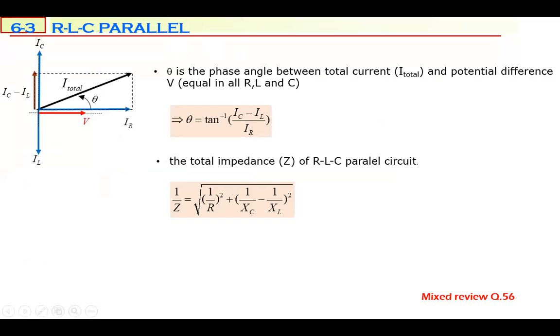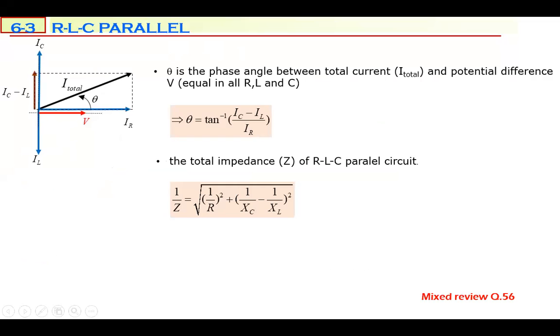Hocam, I said the angle between IC and IL is 180. Yes, IC and IL are opposite vectors, of course. And IC and IR, 90 degrees. Don't forget them. They are changing questions every year. IC and IR, 90. IL and IR, 90. Look here. Any more questions?